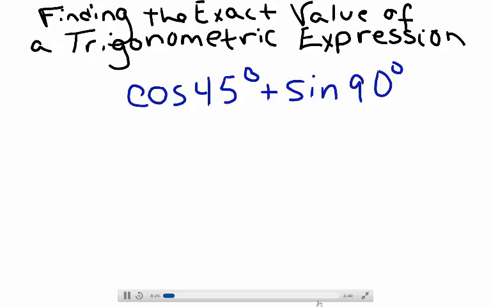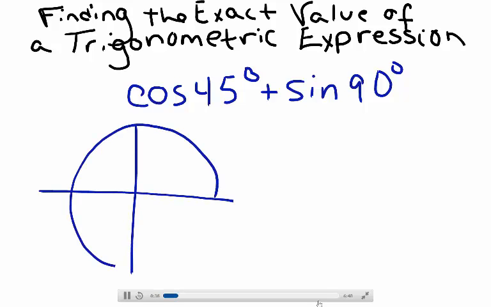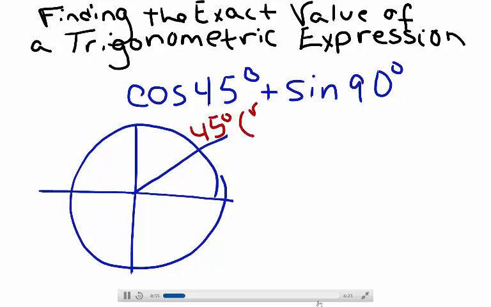My first job is to evaluate each trigonometric function individually. Let's consider the unit circle and our first angle of 45 degrees. The coordinate points at 45 degrees are square root 2 over 2, square root 2 over 2. Since I'm working with the unit circle, I know that it has a radius of 1. Cosine can be found by x over r. Since r is 1, we can say that cosine is simply the value of x. In other words, square root 2 over 2.